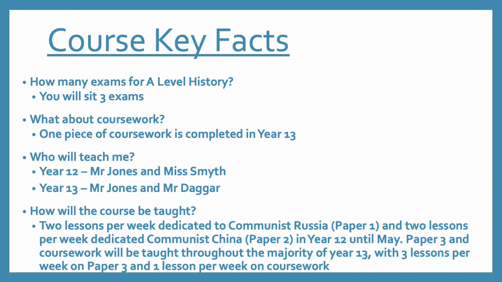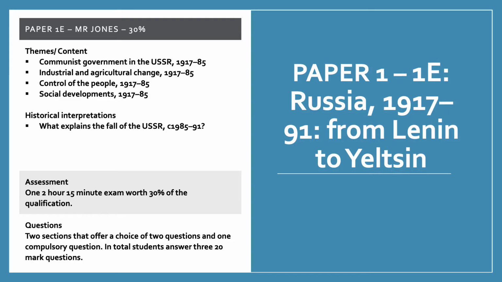In terms of how the course is taught, in year 12 you have 2 lessons per week dedicated to Communist Russia, which is paper 1, and 2 lessons per week dedicated to Communist China, which is paper 2, and that runs until May of year 13. Paper 3 and coursework will be taught throughout the majority of year 13, with 3 lessons per week on paper 3, which is Britain Losing, Gaining an Empire, and 1 lesson per week on coursework. You have a bit of a taster towards the end of year 12 with those topics.